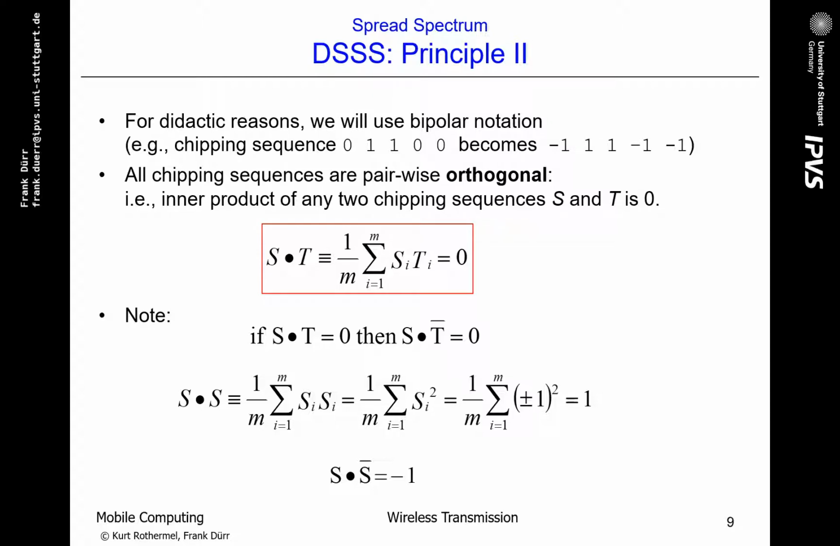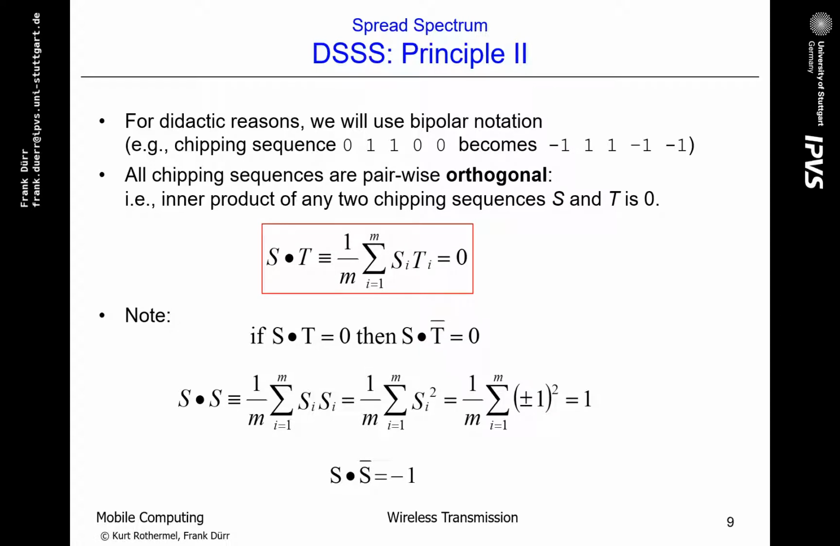Same way around, if you previously had here a product for two chips of minus 1, you will now get a 1 if you take the inverse of the one chipping sequence. That means now instead of, for instance, summing up 1 plus minus 1 equals 0, you now sum up minus 1 plus 1, and this is also 0. So it's quite easy to see that if you have an inner product of two chipping sequences being 0, then also the inner product of S and the inverse of the chipping sequence of T is also 0.